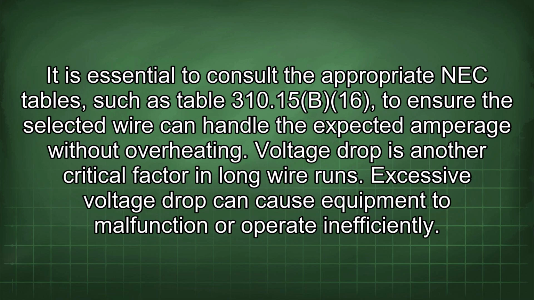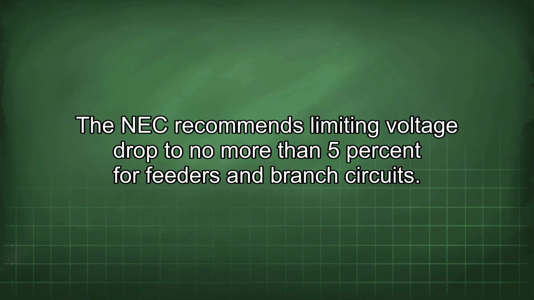Voltage drop is another critical factor in long wire runs. Excessive voltage drop can cause equipment to malfunction or operate inefficiently. The NEC recommends limiting voltage drop to no more than 5% for feeders and branch circuits.